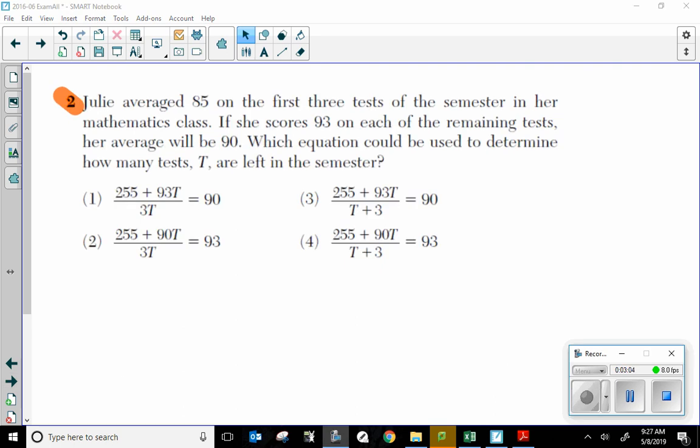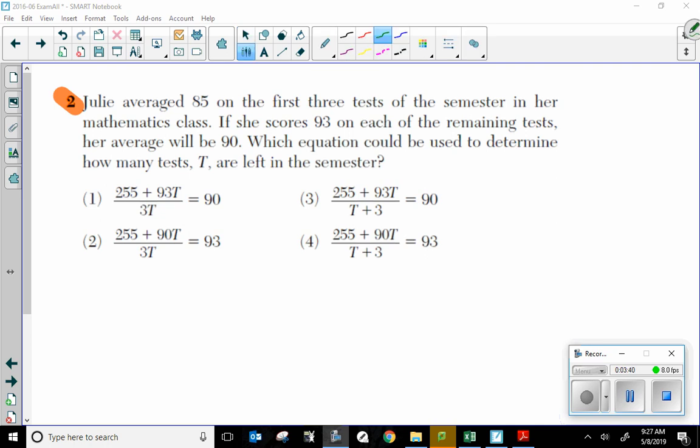Number 2. Julie averaged 85 on the first 3 tests of the semester in her mathematics class. If she scores a 93 on each of the remaining tests, her average will be 90. Which equation could be used to determine how many tests T are left in the semester? I really don't like this question because it just tests you on finding the average of something, which is a topic we don't really dwell on in Algebra 2. I guess it tests you on your number sense, basically.